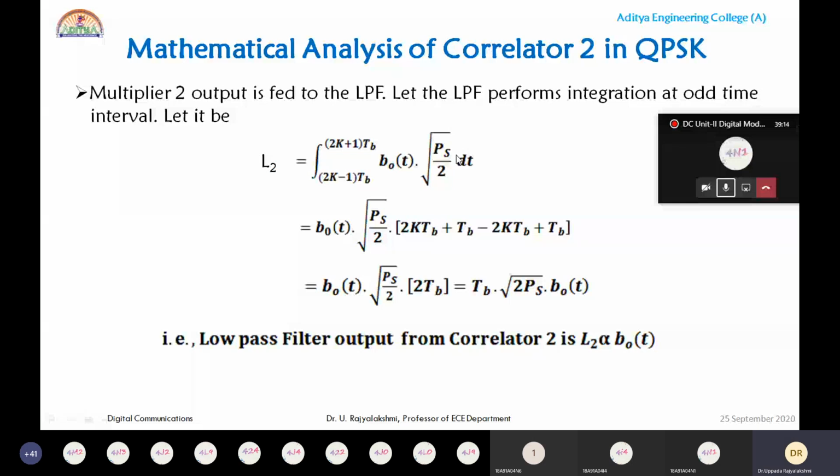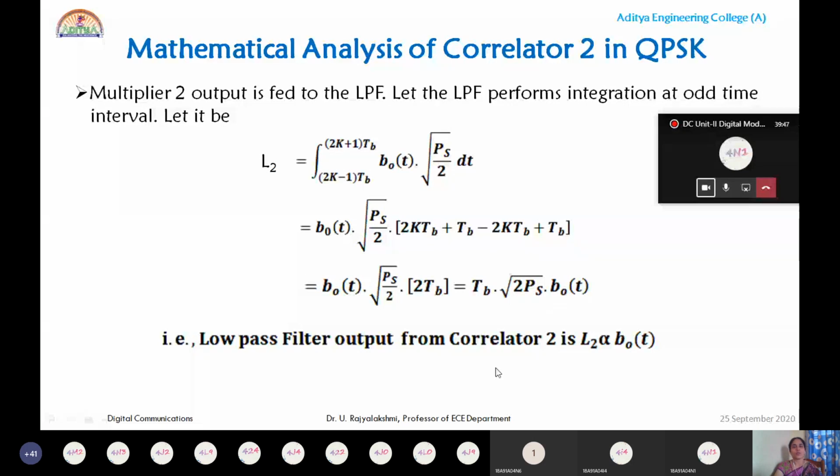So please apply the integration of dt. So it will be t. Apply the limits, that is 2k plus 1 TB minus 2k minus 1 TB. So you will get directly 2 TB. Divided by root 2, take that root 2 inside the root. So you will get TB into root 2PS into B naught of t.